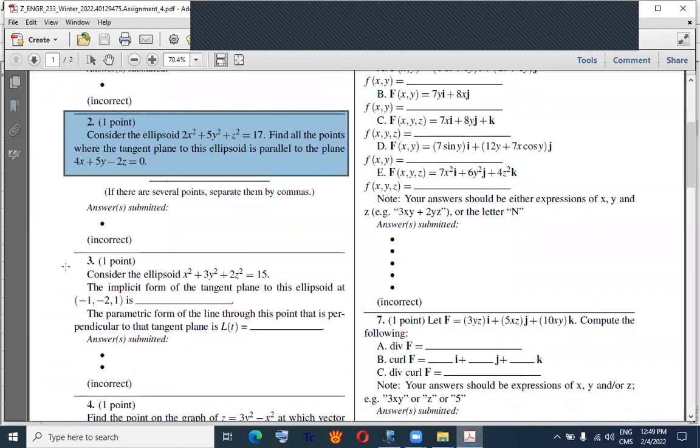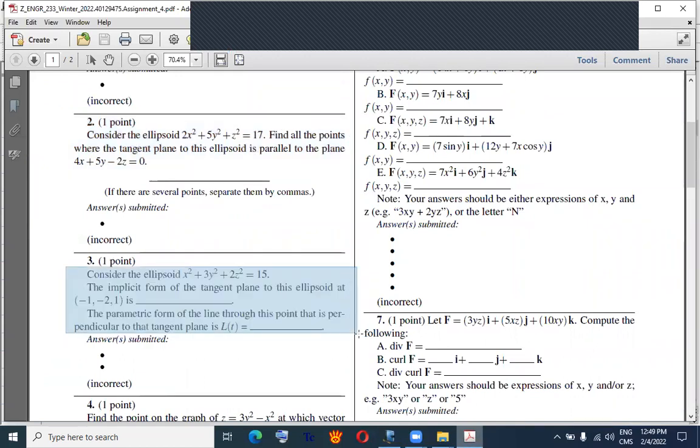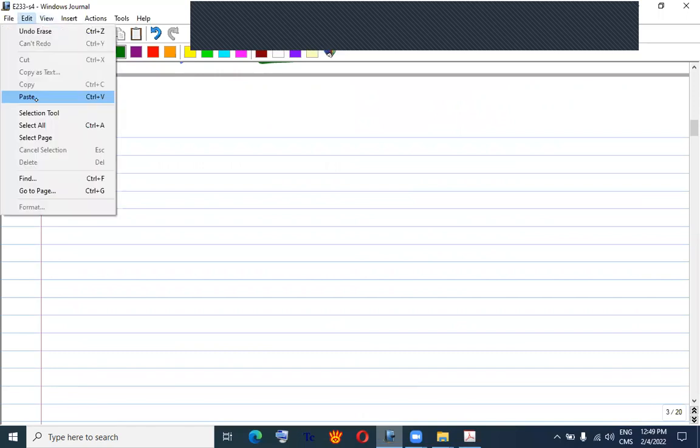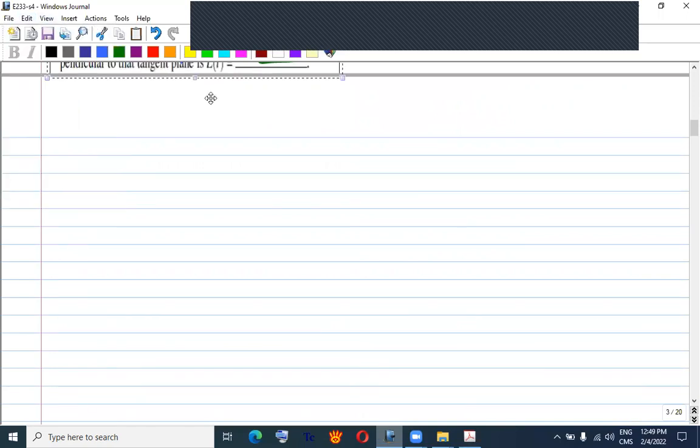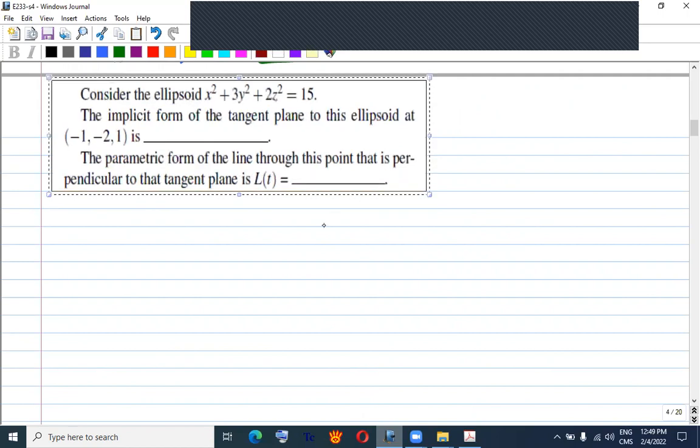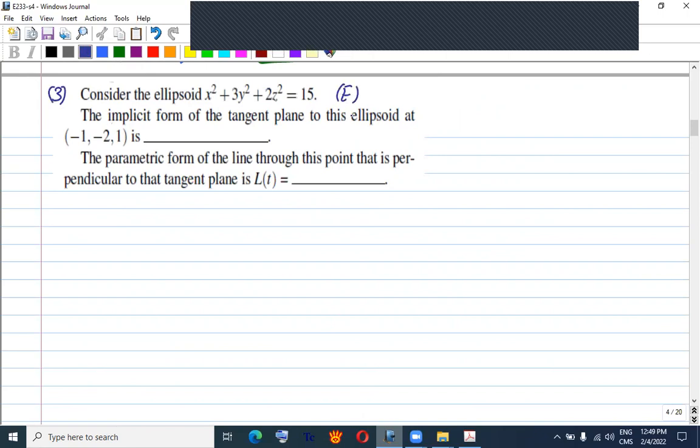Okay, number 3. What can we apply in number 3 here? This is an ellipsoid. We need the implicit tangent to this and the parametric form of the line. Okay, we have two questions here. So what is the implicit form of the tangent? Implicit form means a relation in x, y, z, okay? Tangent plane.